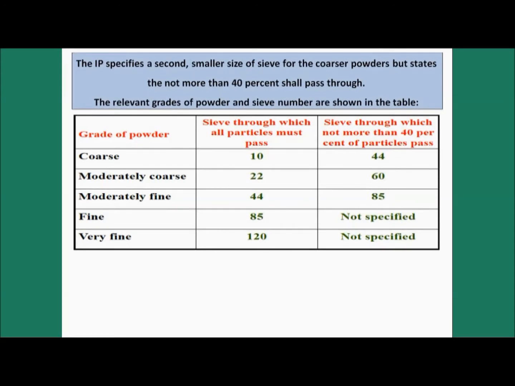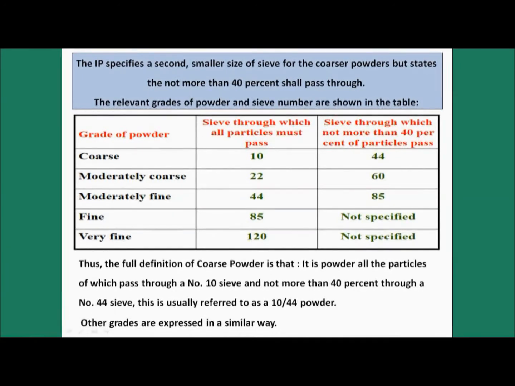Now, how are the powders numbered? As per the codex, for coarse powder it is always quoted as 10 by 44. 10, the numerator, means the sieve number through which all the particles will pass. The denominator 44 represents the sieve number through which only 40% of the powder will pass, right? So it is expressed in such a way.